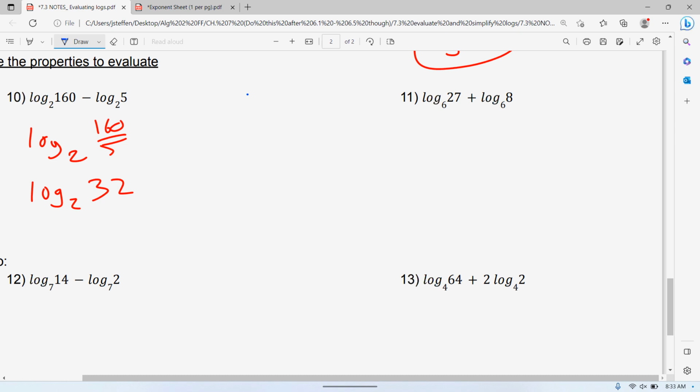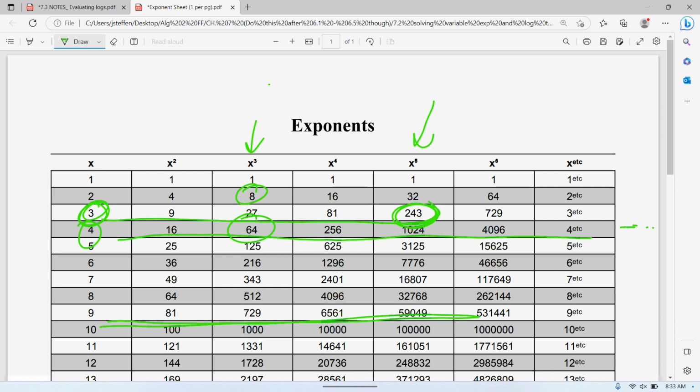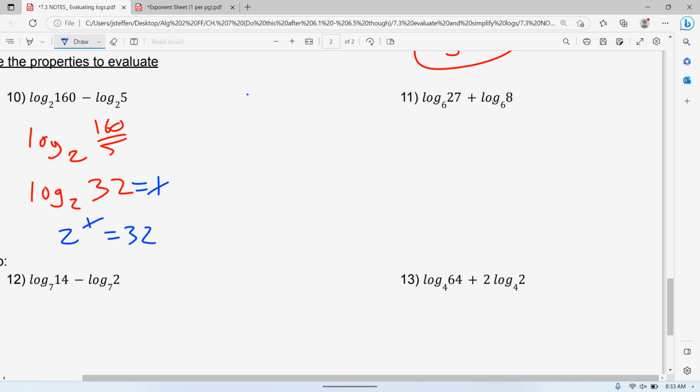But now we're going to evaluate that. So that's going to be equal to x. That means 2 raised to the x is equal to 32. That's right here. That's 2. 2 to the 5th is 32.